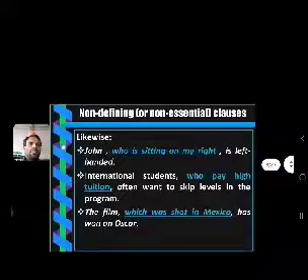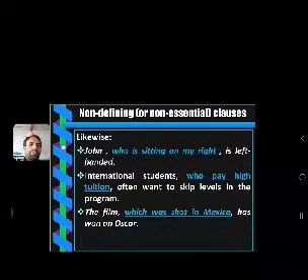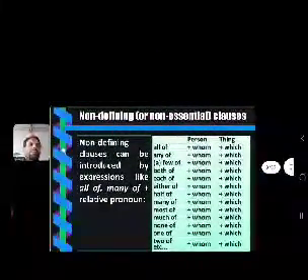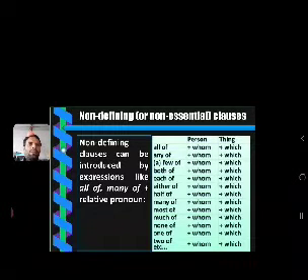Likewise, international students, who pay high tuition, often want to skip levels in the program. The next one: the film, which was shot in Mexico, has won an Oscar. Likewise, we can identify a non-defining clause. So here, non-defining or non-essential clauses are used like this.